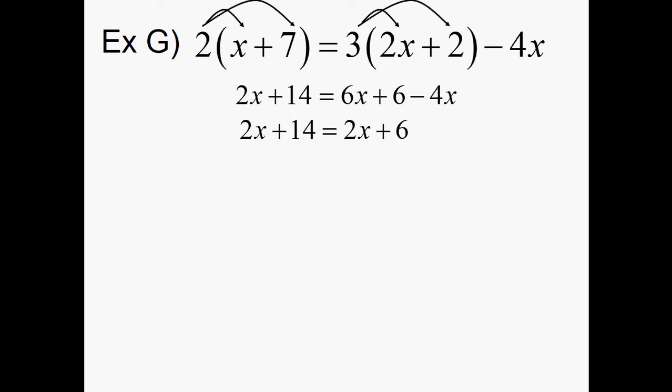So we notice something, right? We notice we have the same variables, but are they identical? No. So it's kind of like the good twin, bad twin mentality. They're very similar, but not identical. So if I were to subtract 2x on both sides, would I have the same value that I'm comparing? No, I have a 14 equals a 6, which is false.